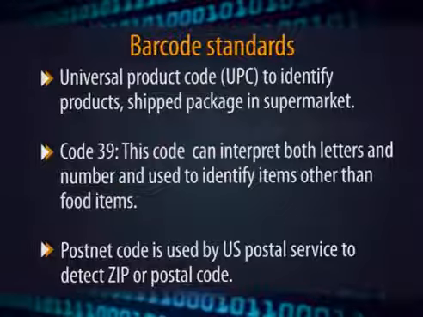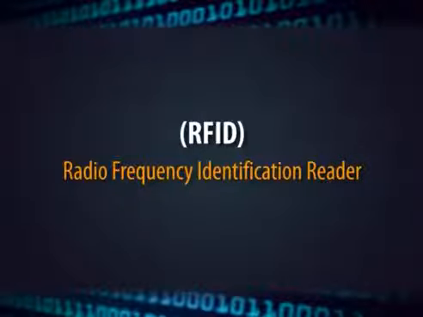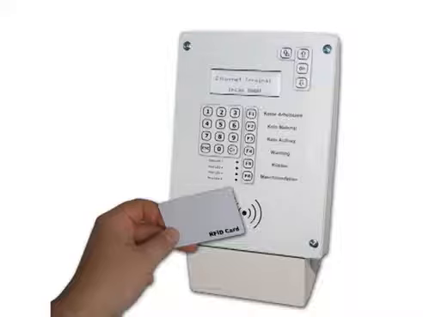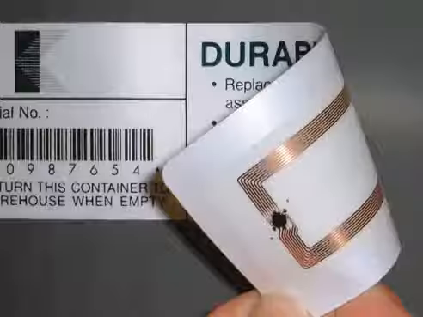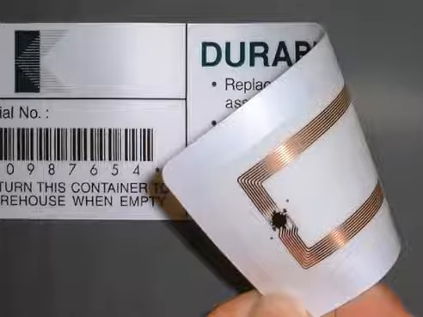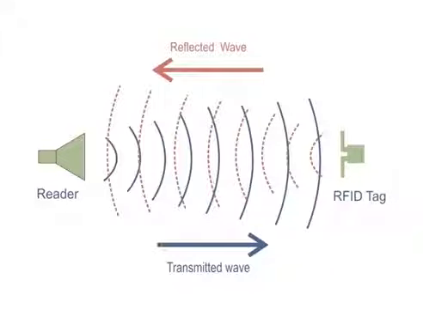Another type of reader is an RFID reader. RFID stands for radio frequency identification. Like the barcode reader, the RFID readers are used to read RFID tags. The RFID tags are attached on the items to be tracked. The RFID tags are read by the RFID reader using radio waves instead of light.